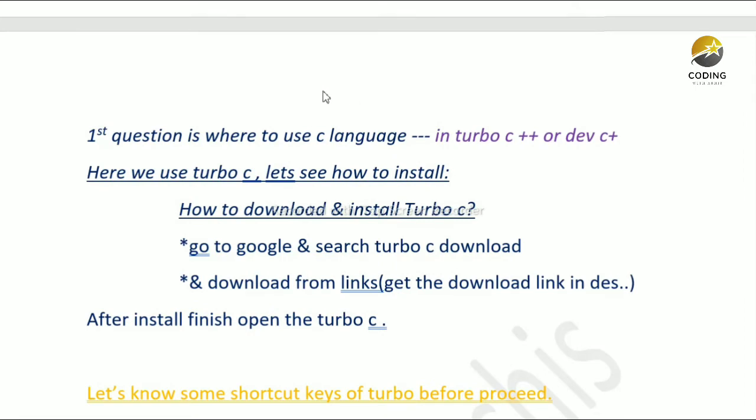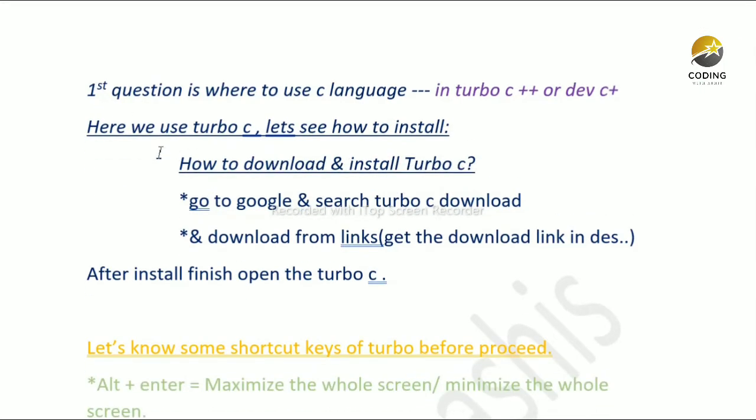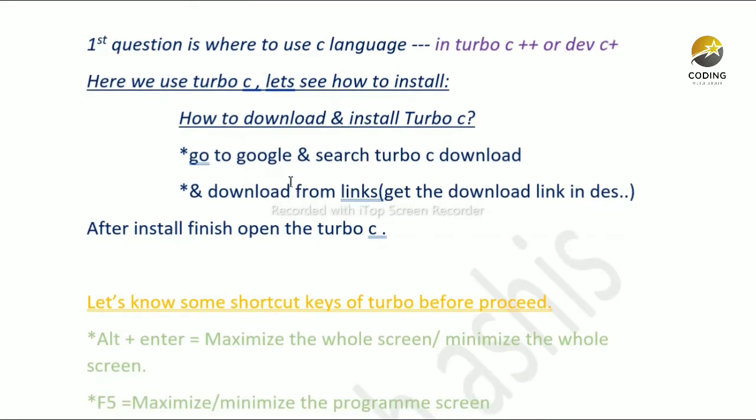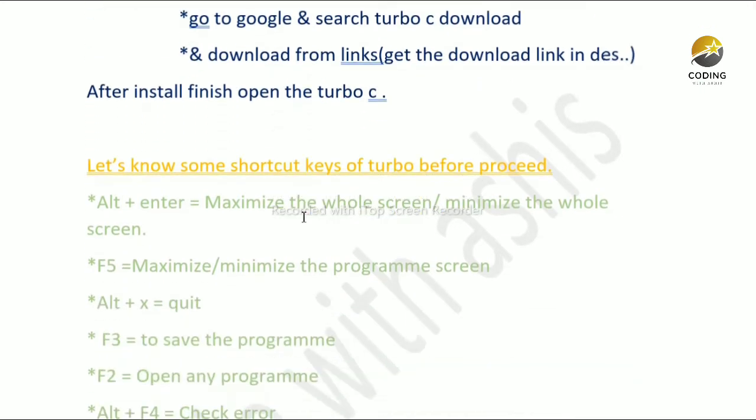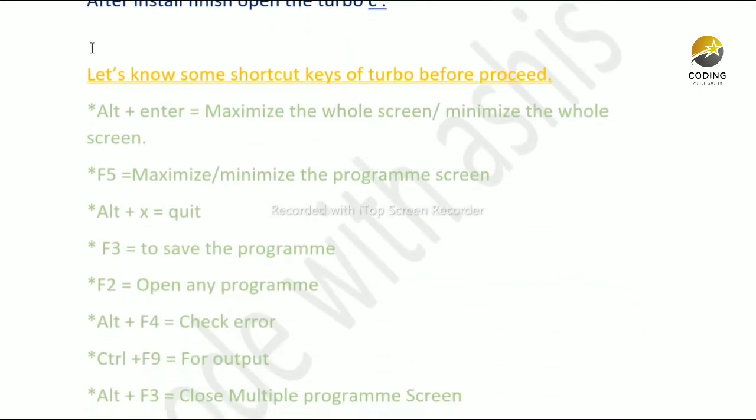The first question arises: where to use it, how to use it? For writing C programs, we have to use Turbo C++ or Dev C++. Here we will use Turbo C++. Let's see how to download. First of all, go to Google and search Turbo C download, and from the download links you can download it. I have given the link in the description box, you can check it and download from there.